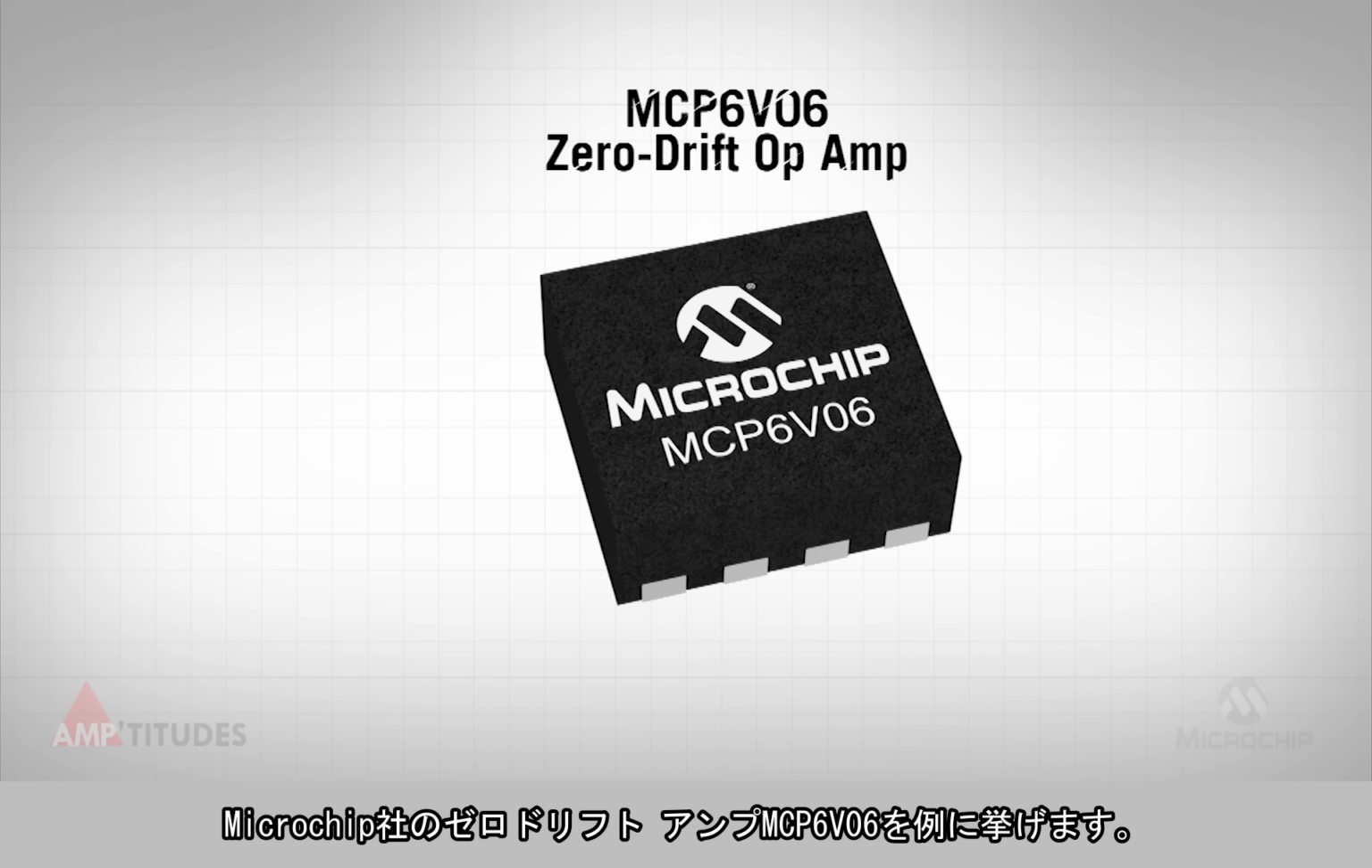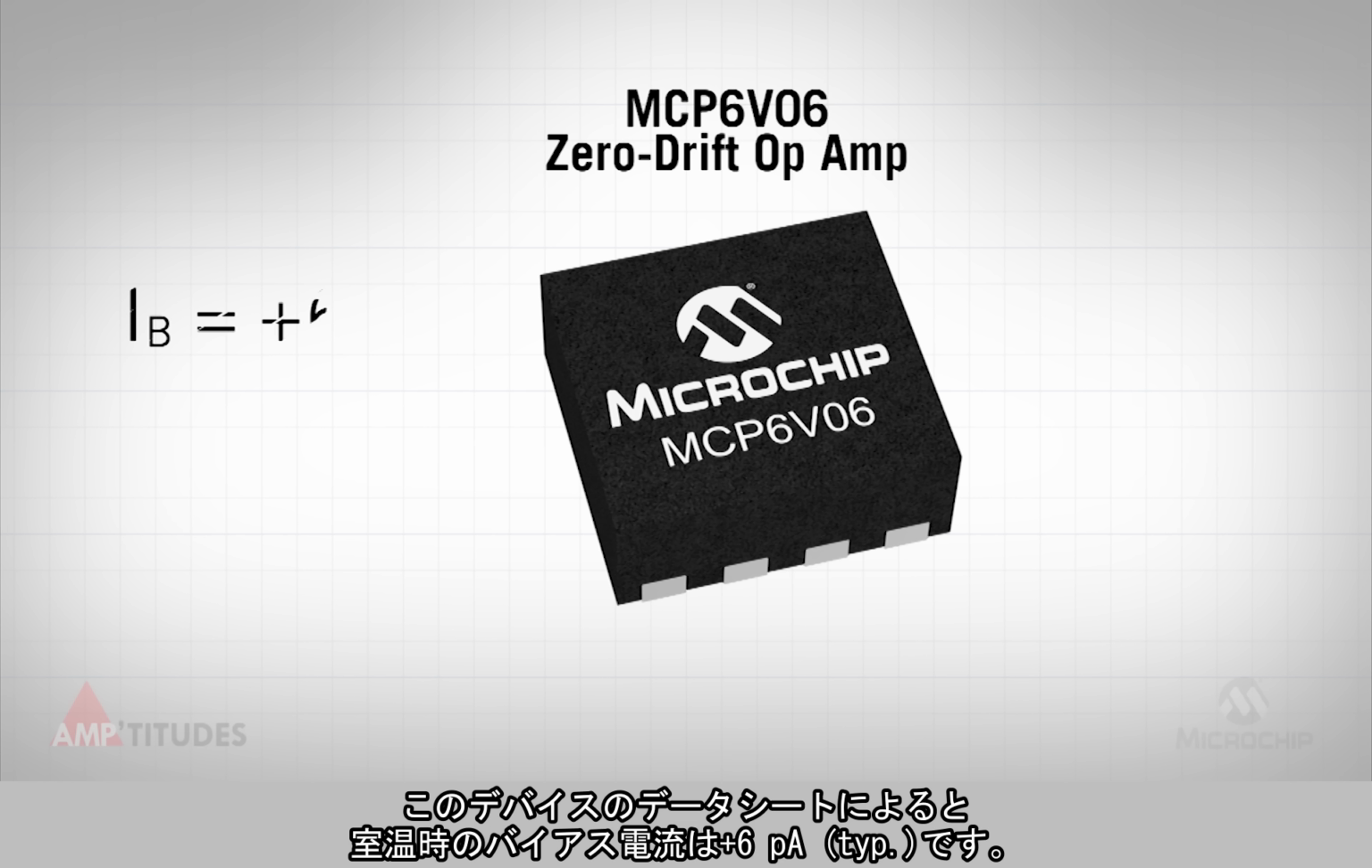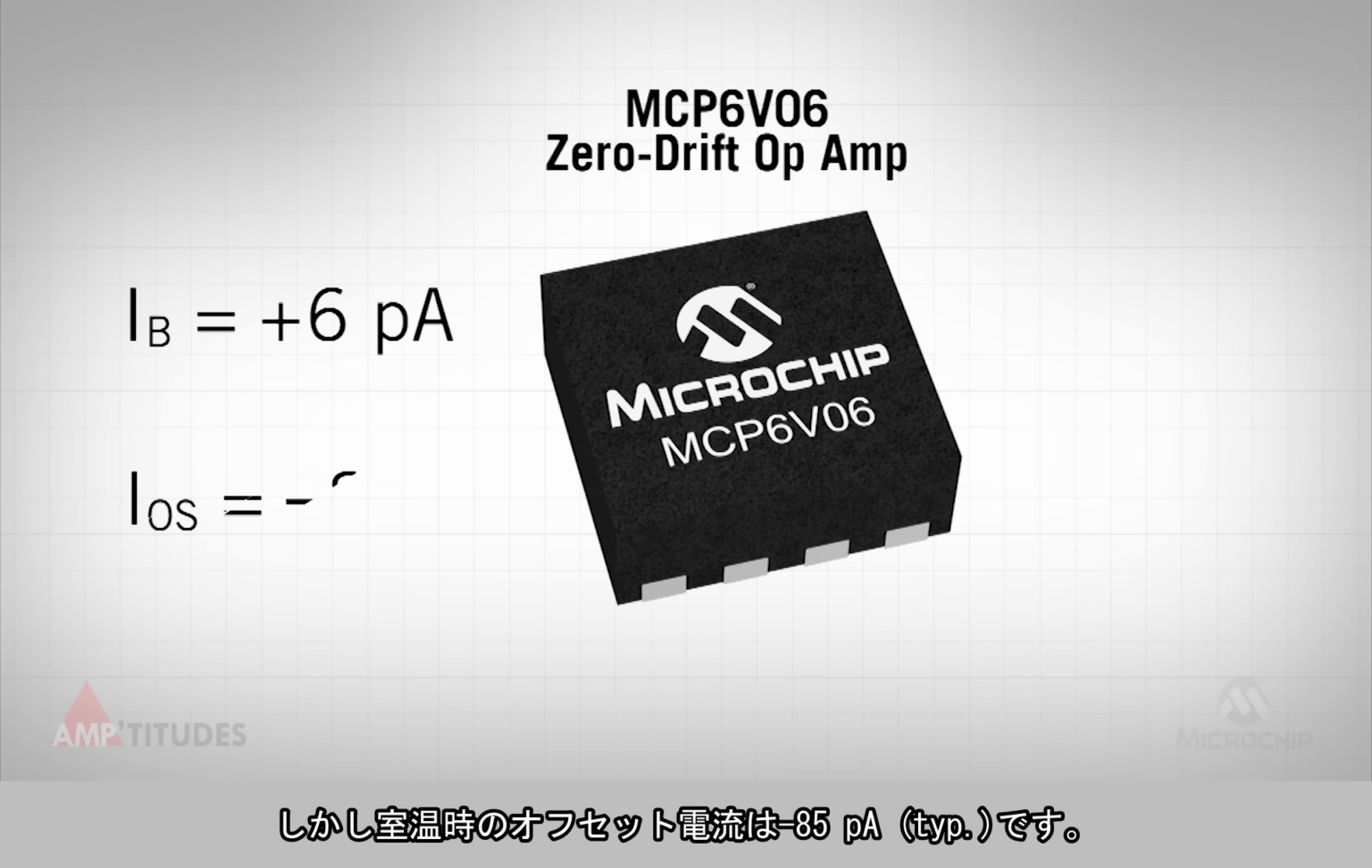Take the MCP6V06 zero-drift amplifier from Microchip. The datasheet for this device specifies a typical bias current of +6 picoamps at room temperature, but a typical input offset current of -85 picoamps at room temperature.